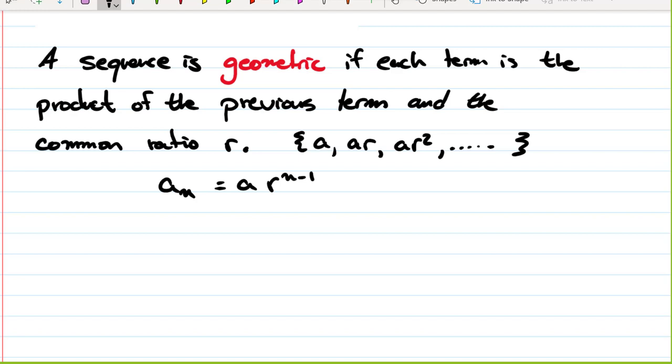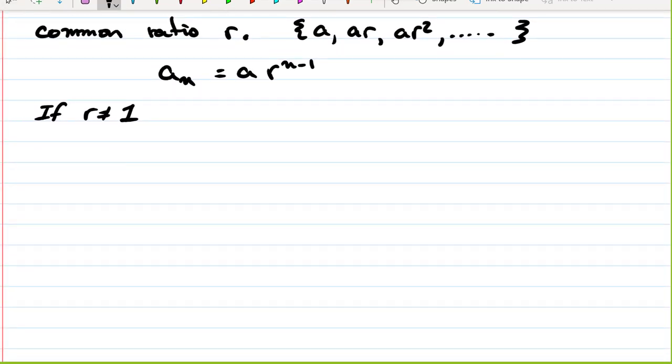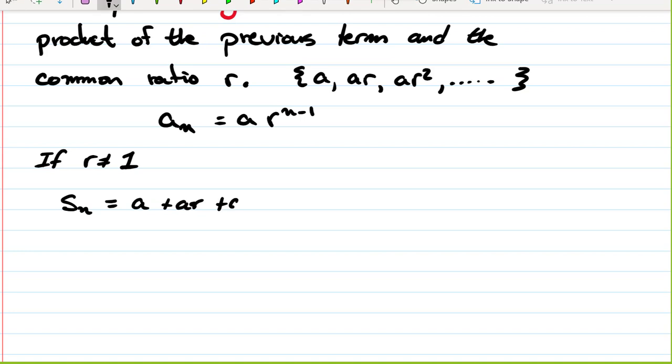So if we suppose that R does not equal 1, we can then write out our partial sum as follows. So S sub n, the nth partial sum, would be A plus AR plus AR squared plus all the way out plus AR to the n minus 3 plus AR to the n minus 2 plus AR to the n minus 1. So now this is an equation.